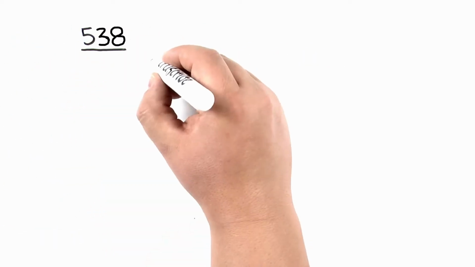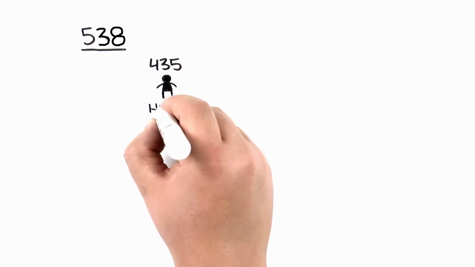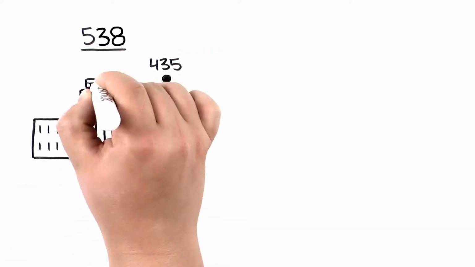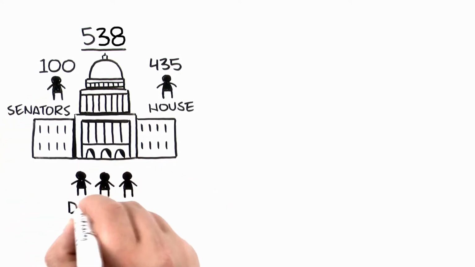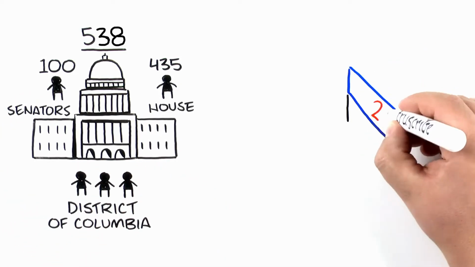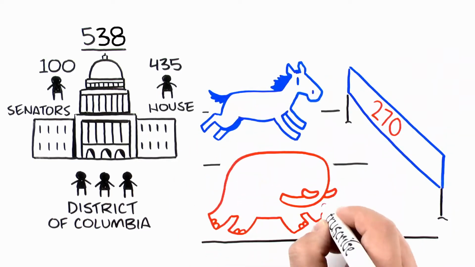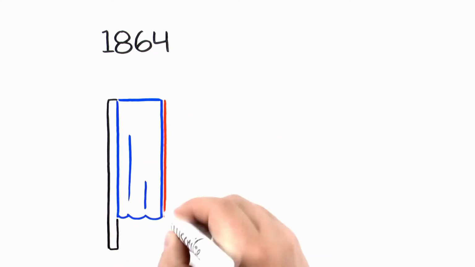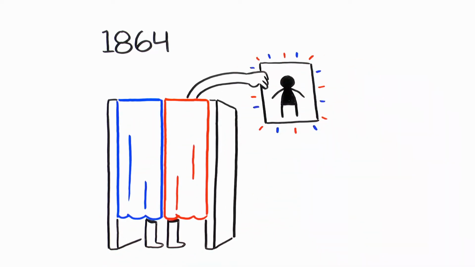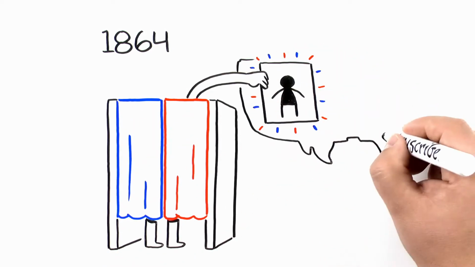The total number of electors is 538: 435 for the number of House members, 100 for the number of senators, and 3 electors for the District of Columbia. It takes 270 electoral votes to win. Since 1864, the voters have directly chosen electors in all states, a tradition that has become a permanent feature of the Electoral College system.